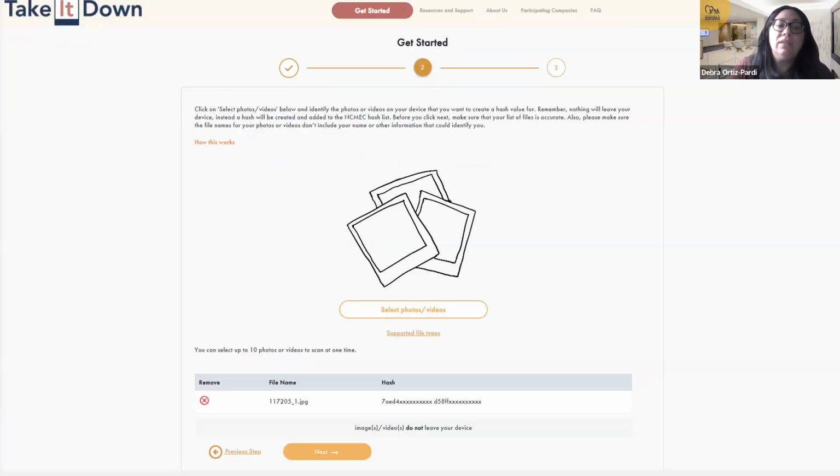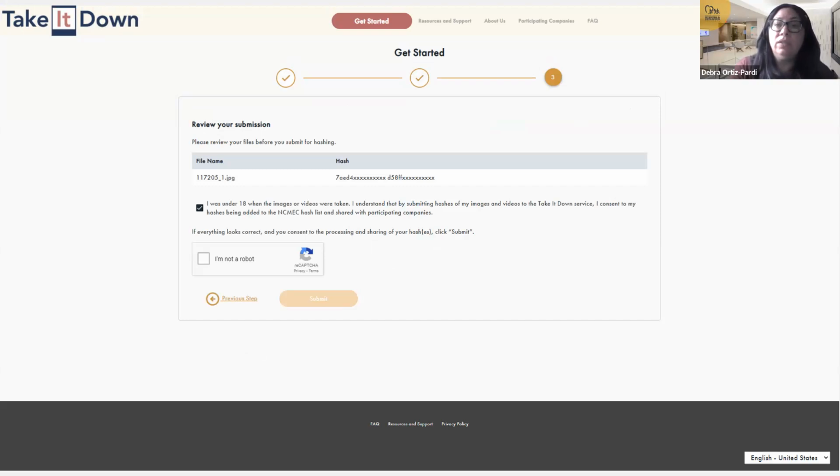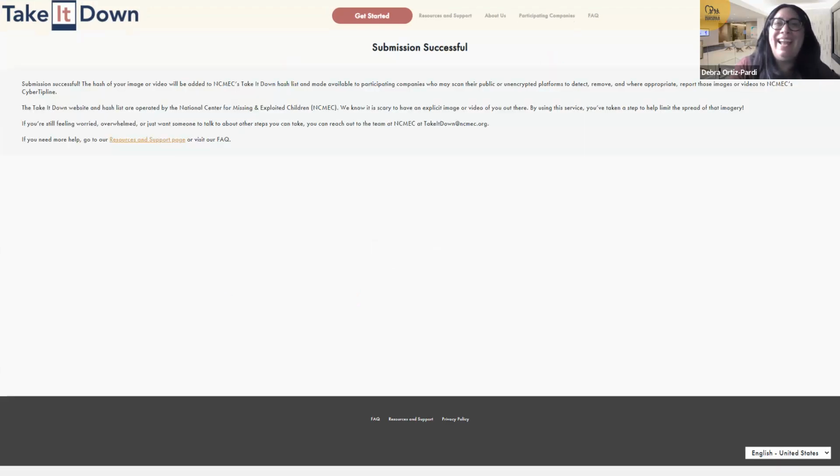Once they do that, they're going to select the images they want to be included in the database. So again, it's not going to share the image. It's just going to share a hash value or digital fingerprint of the photo or video. They're going to select the photos and videos as you would normally when sharing an image, except the image itself won't be shared. You can do up to 10 images at a time. Again, intentional. We don't want people uploading thousands of non-CSAM hash values. So this really discourages people from misusing the resource. They're going to verify their submission, say that they're not a robot, and then it's going to be submitted.